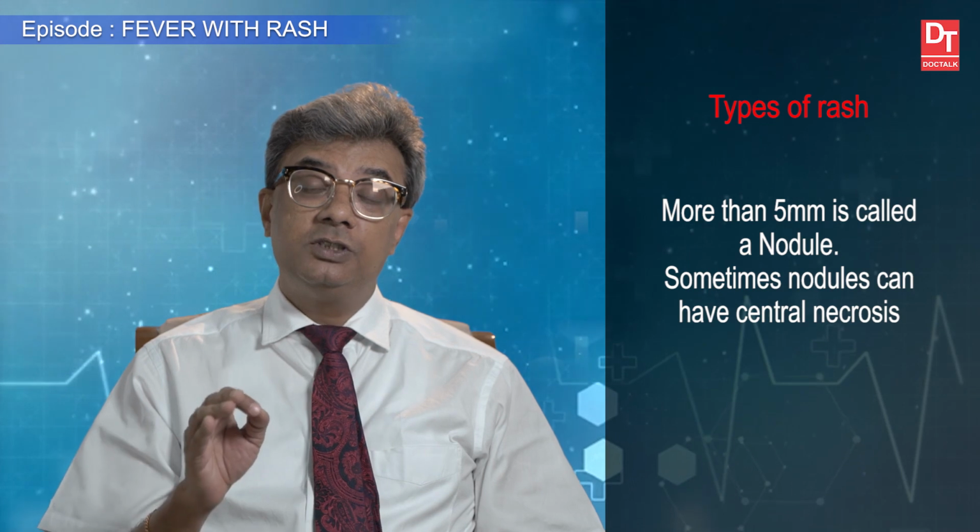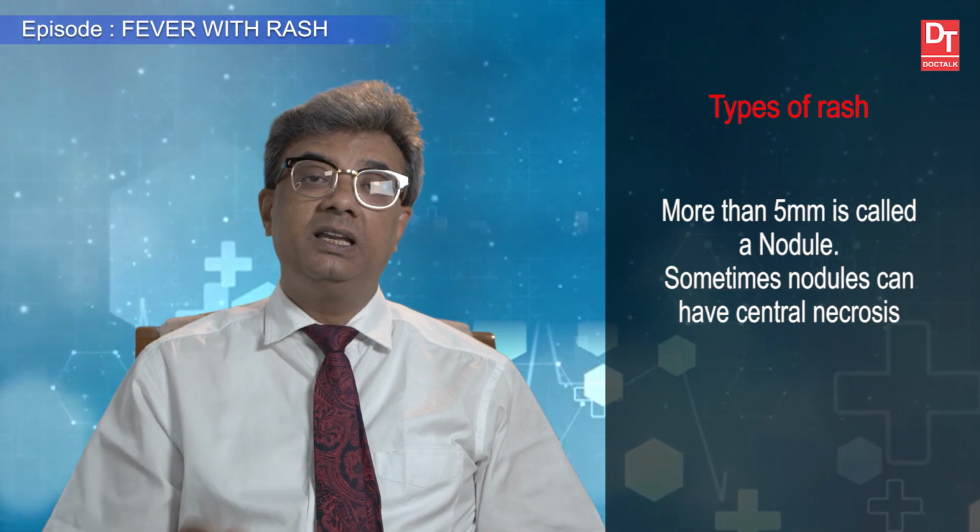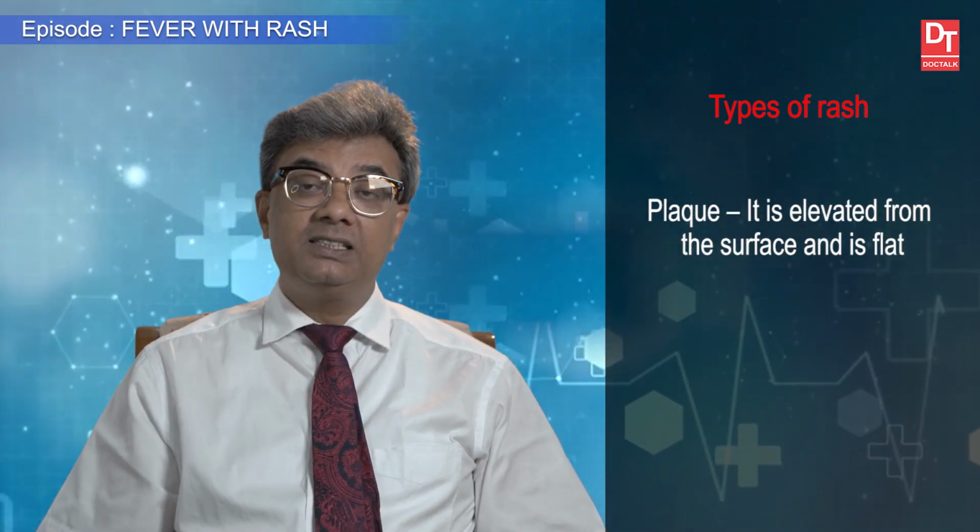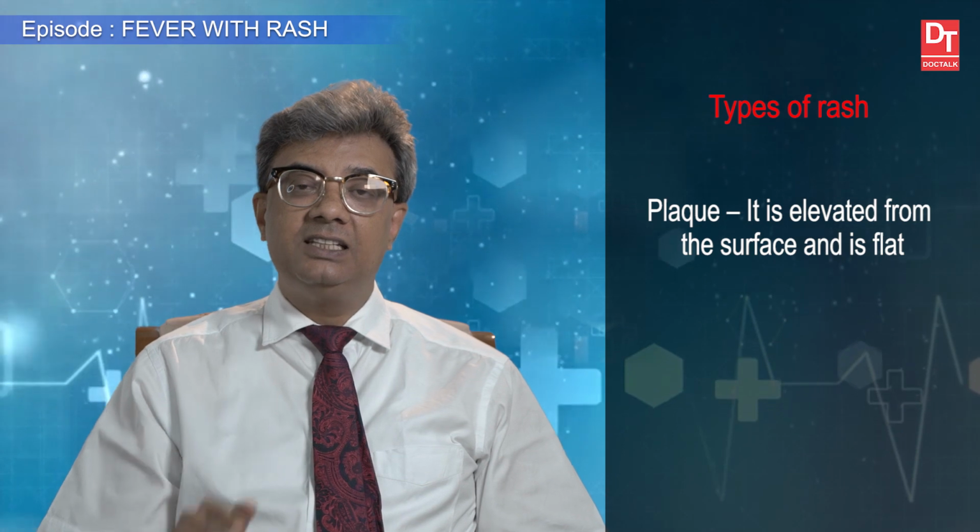Sometimes nodules may have central necrosis. Now, another term coming here is plaque. Plaque is elevated from the surface and it is flat. So, papules are solid regions raised from the surface, size less than 5 millimeter, and nodules are more than 5 millimeter, that is also raised from the surface, and plaques are raised from the surface, but flat. So, number 1 is macule, number 2 is papule.